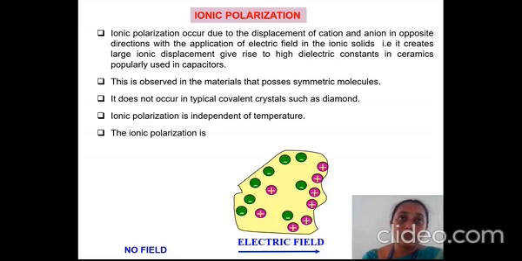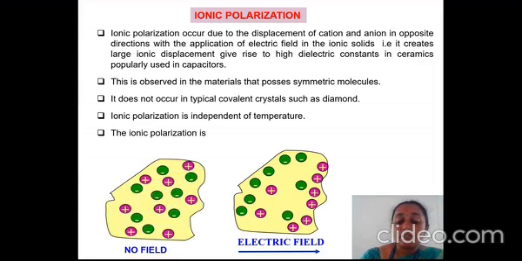When there is no electric field, the positive charges and negative electrons are arranged in a random manner, whereas when placed in an electric field, the negatively charged electrons and positive charges are aligned. Cations and anions get aligned, the displacement takes place, thus an induced dipole moment is produced, which gives rise to a high dielectric constant in ceramics. These ceramics are popularly used as capacitors.